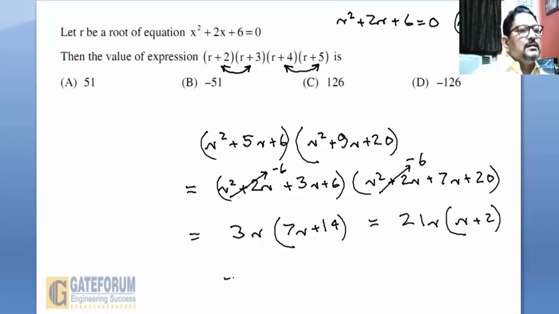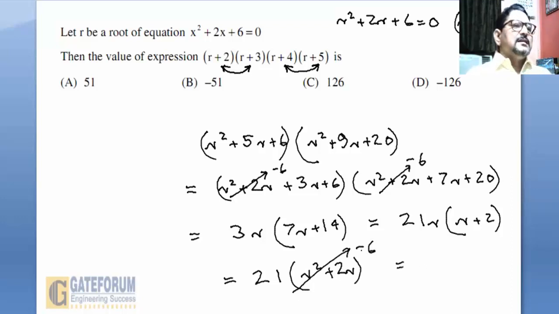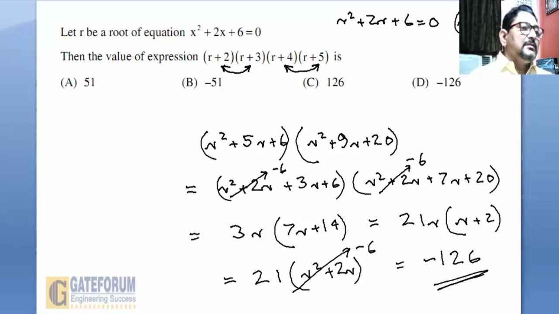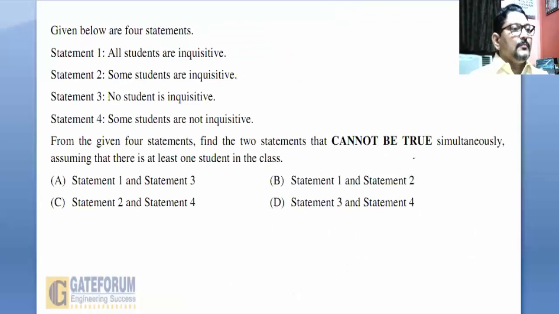Now let us put R inside. So 21 times R square plus 2R, which again is minus 6. So the result is 6 into 1 is this, and 6 into 2 is 12. So let's see what an easy way to find this out. Whenever you get something where you can't find the value, always try these methods. These are very, very handy methods. So the option will be this one. This was a good sum. Let's go on to the next one.